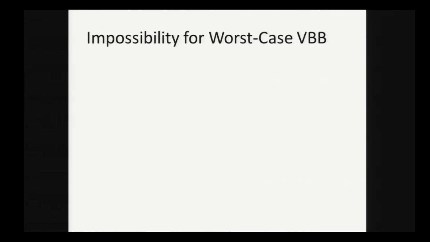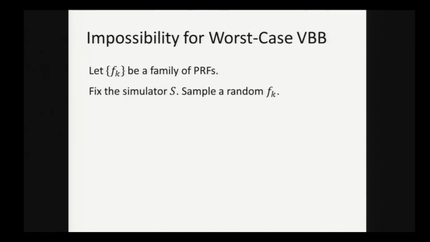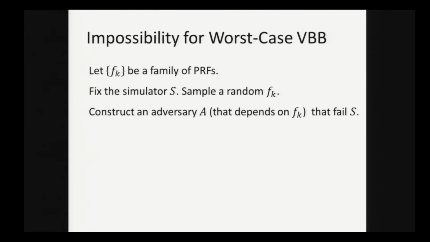OK, so let's start with the impossibility for worst-case VBB. And for simplicity, let's consider a family of pseudo-random functions. The arguments for general pseudo-entropic functions will be very similar. Let's fix a simulator S and sample a random function from the family f_k. And now we'll construct an adversary that will depend on the key k that can fail the simulator S.